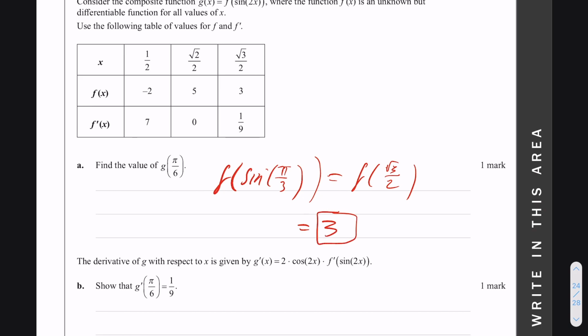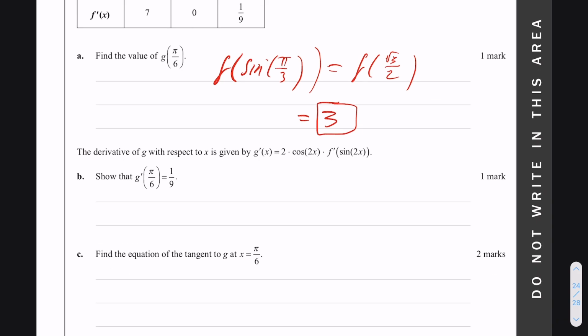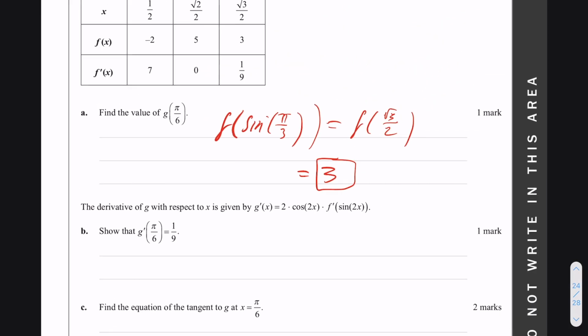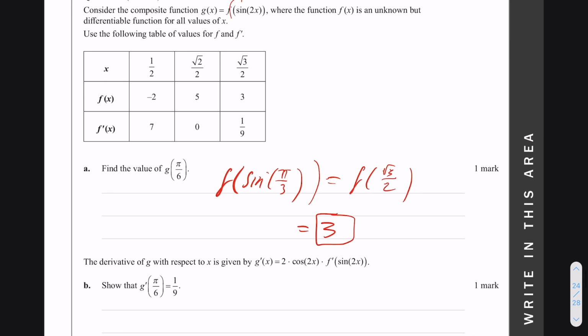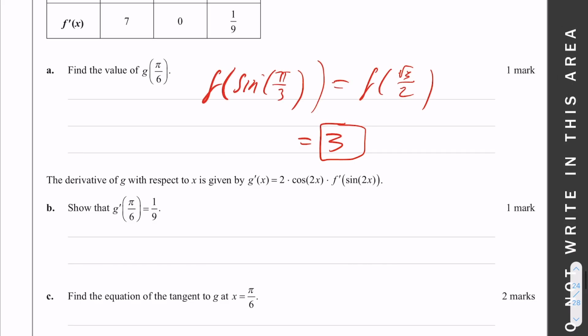Yeah, okay. The derivative of g with respect to x is given by that, so it's annoying that they've actually done it for you, so they haven't made it too hard. Because you could have done that just by using the chain rule. Show that g dash pi over 6 equals 1/9.